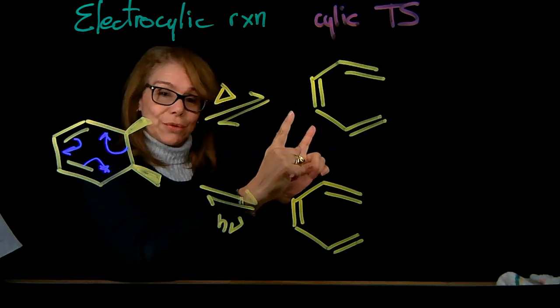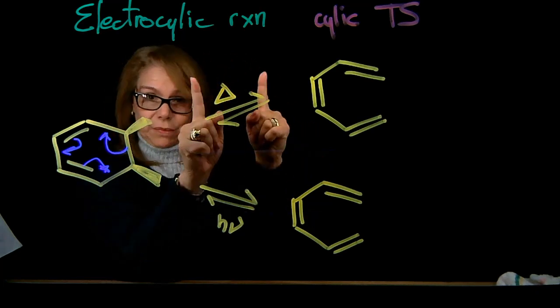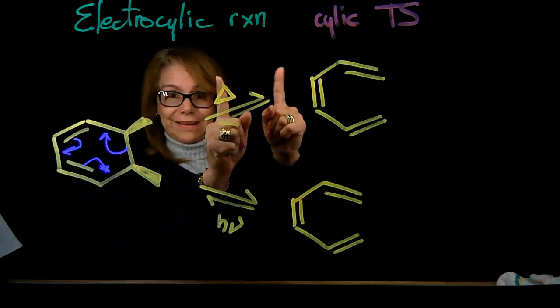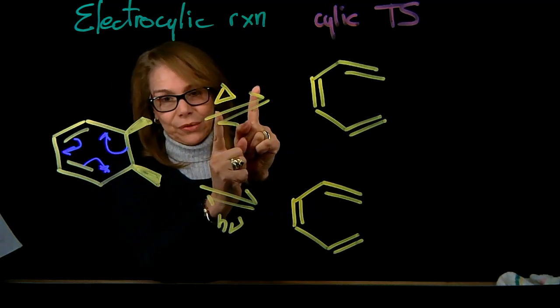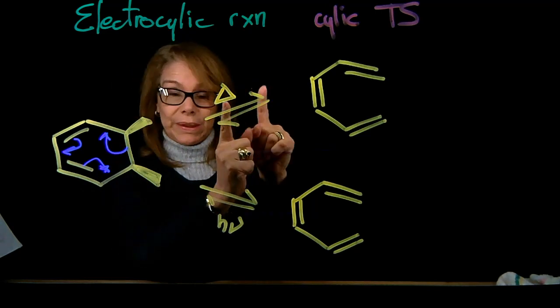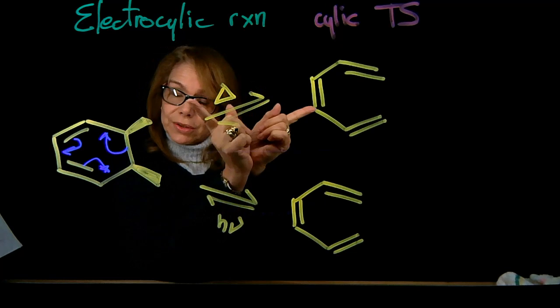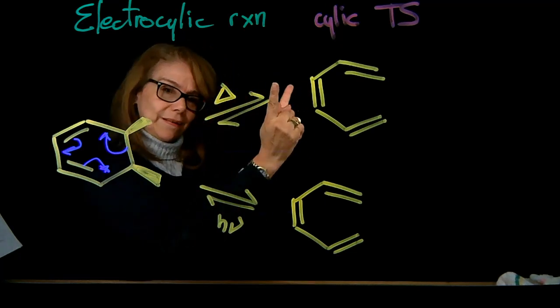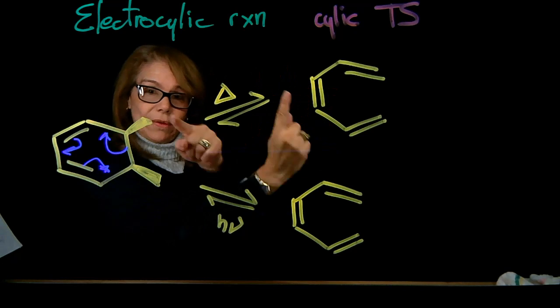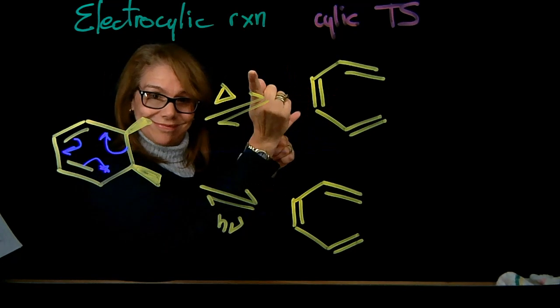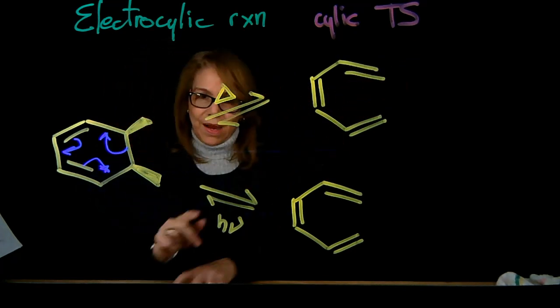What happens under thermal conditions, say that you see my two fingers pointing up, and these are the two methyls. What is observed under thermal conditions is that the ring opening happens in this fashion. So notice this opening like that. What that will do is this methyl here will end up over here.